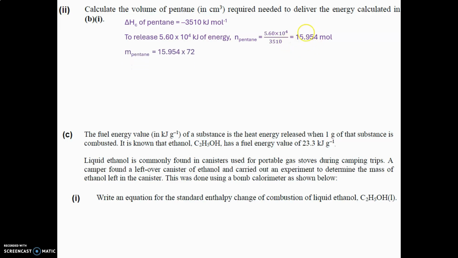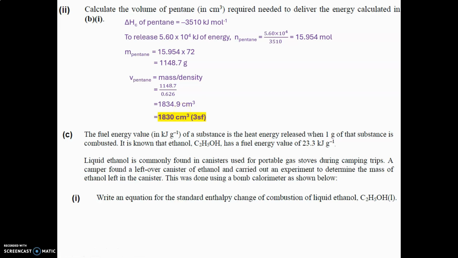So given this, I can find the mass of pentane by multiplying this by the Mr of pentane. So I will need this mass of pentane. And finally, the volume of pentane needed will be the mass divided by the density of pentane, which will give me this number, 1834.9 cm cube. If I round off to 3 s.f., it will be 1830 cm3.